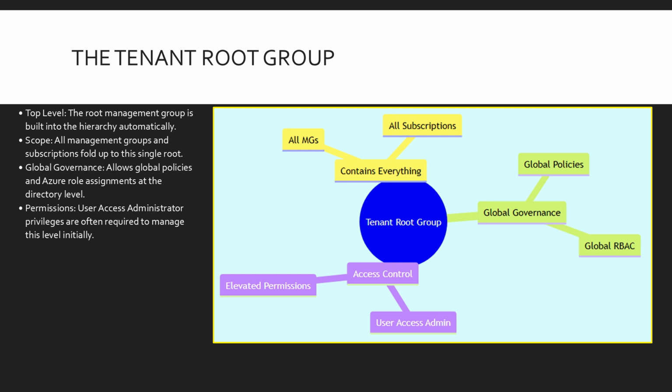This mind map centers on the tenant root group. The branches illustrate its comprehensive nature: contains everything, including all MGs and subscriptions. Global governance highlights its use for global policies. Access control notes the need for elevated permissions, like User Access Administrator, to manage this critical top layer.